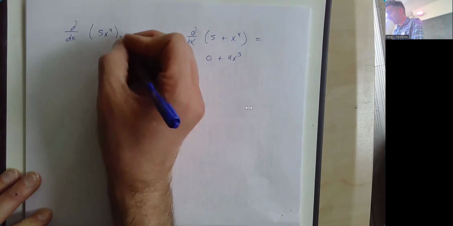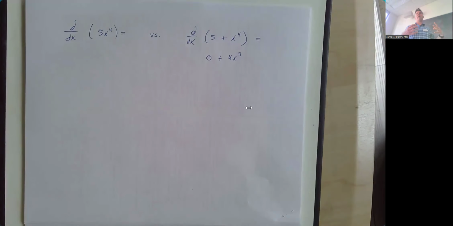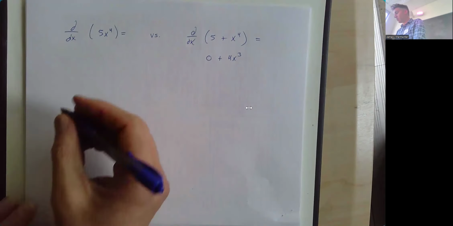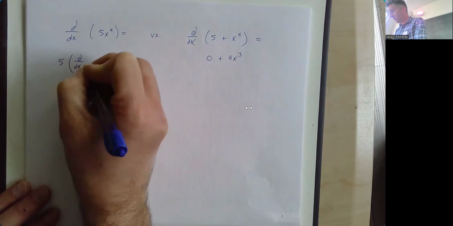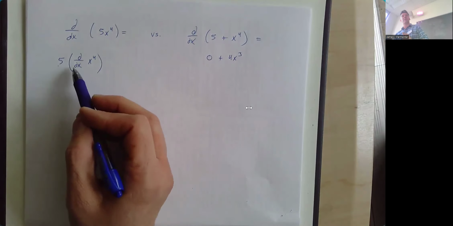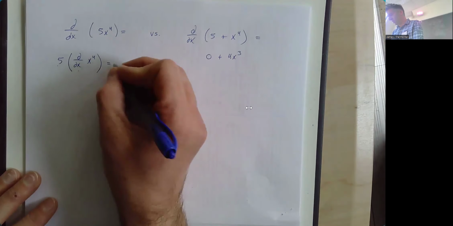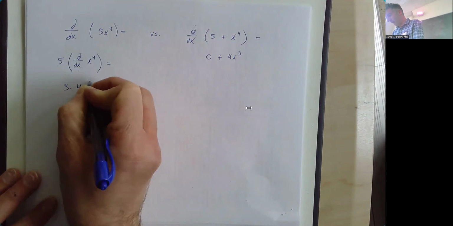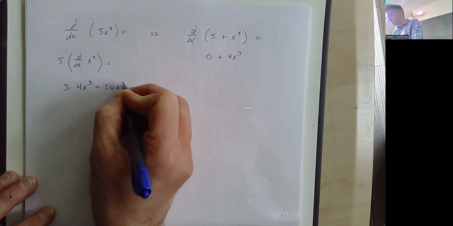Right, 20 times x to the 3rd. But really what's happening there, and again, we're all using this rule without actually thinking about using it, is that the derivative there is really 5 times the derivative of x to the 4th. It's the constant multiple rule. It says if you have the derivative of a constant times a function, it's equal to the constant times the derivative of the function. But nobody writes this. In fact, nobody writes 5 times 4x cubed. They just say, oh, I get 20x cubed. But the process is still the same.